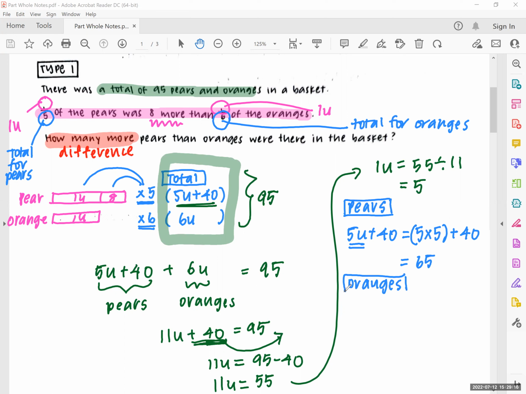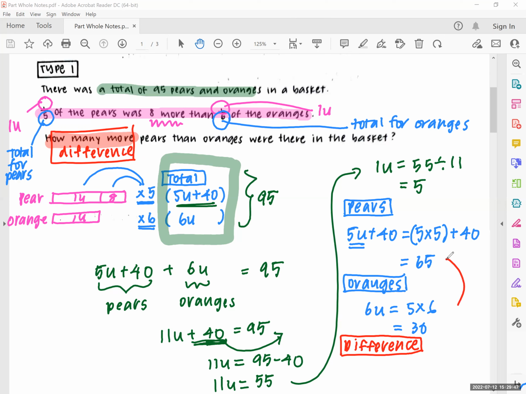Okay, and then now we'll find the oranges. So girls, your turn now. How to find oranges? Oranges is easier. 6 units. And how to find 6 units? 5 times 6, which is 30. And we cannot stop here because the question asks for how many more. How many more is the difference, which is in what color? Red. So I can find the difference now, which is in red. Follow the same color coding to find the difference. The difference is the pears minus the oranges, which is 65 minus 30, which is 35. Ta-da! The end.